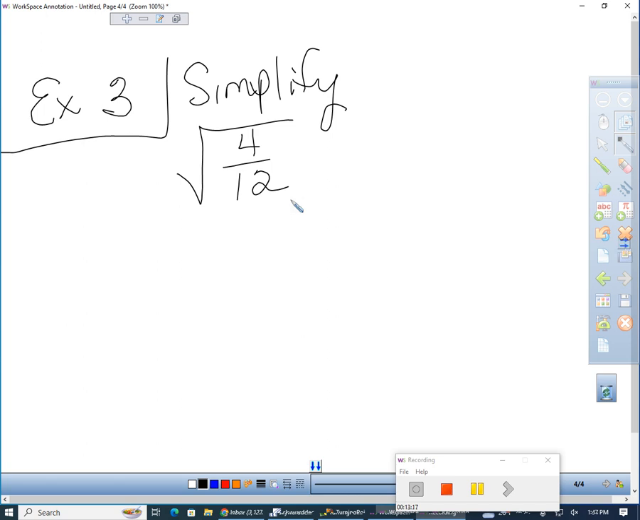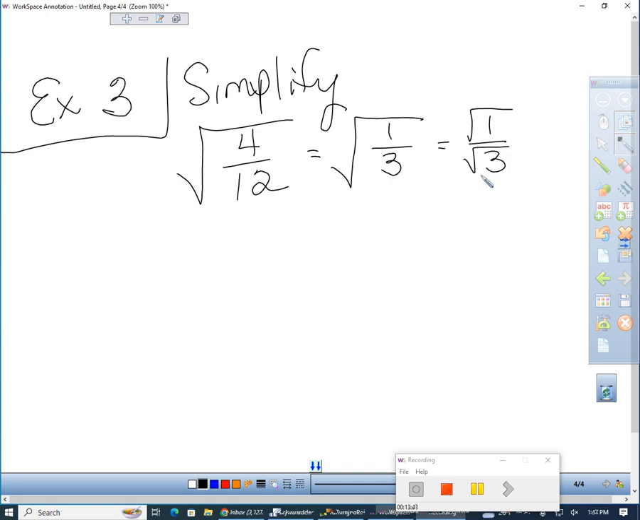All right, so the very first step, gentlemen, the very first step was to reduce the fraction, right? So I could actually reduce this fraction on the inside. So this becomes the square root of 1 over 3, right? Okay, now this technically is the square root of 1 over the square root of 3.